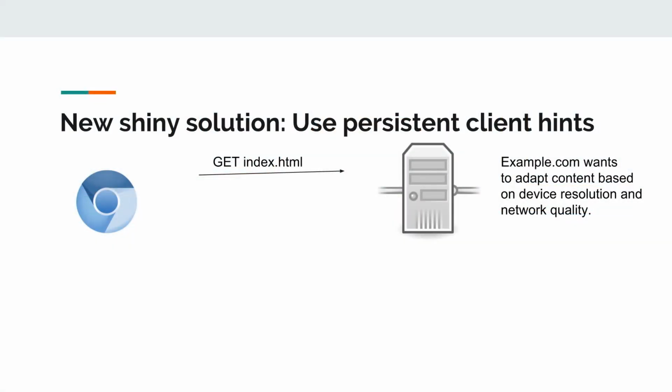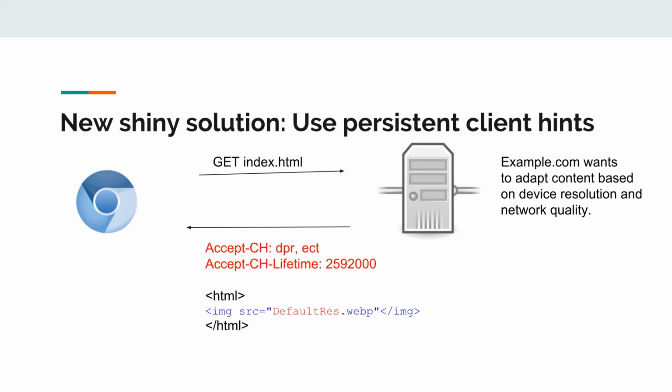So how does it work? When the user goes to example.com, and let's say example.com wants to adapt the content based on capabilities, then the server is going to set two response headers. Let's say Accept-CH: DPR, and ECT. That means that the server is interested in knowing about the device resolution as well as the network quality.